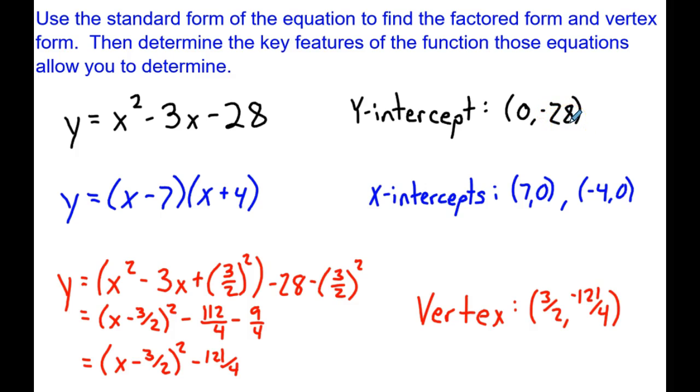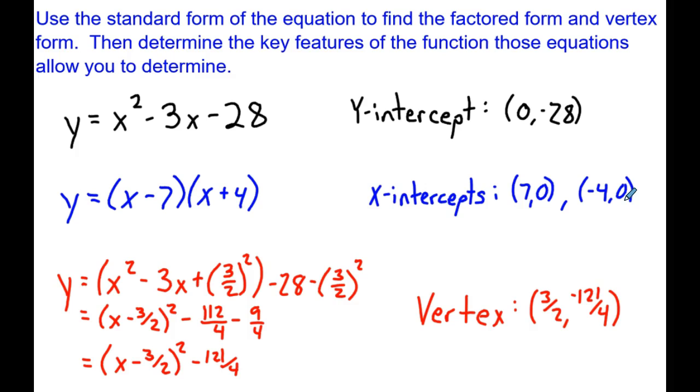Next, we can quickly identify the x-intercepts of the graph by getting it into factored form. Factors of -28 that have a sum of -3 are -7 and +4. So we factor this into x minus 7 times x plus 4. Then we use the zero product property to find these two x values. This x value would become 7. This x value would be -4. So the two x-intercepts of the graph occur at 7, 0 and -4, 0.